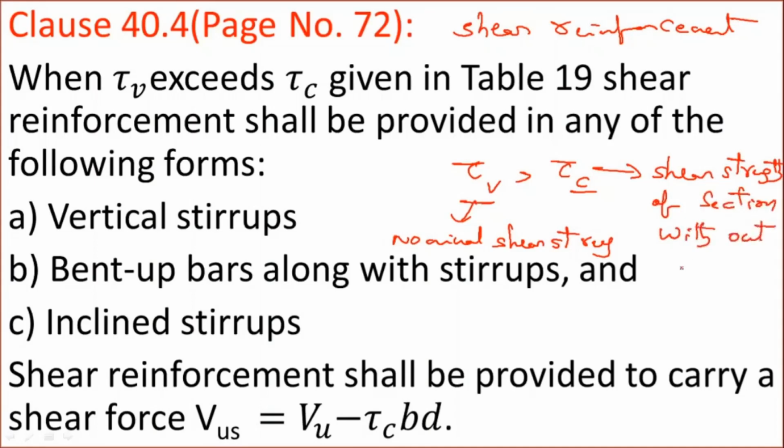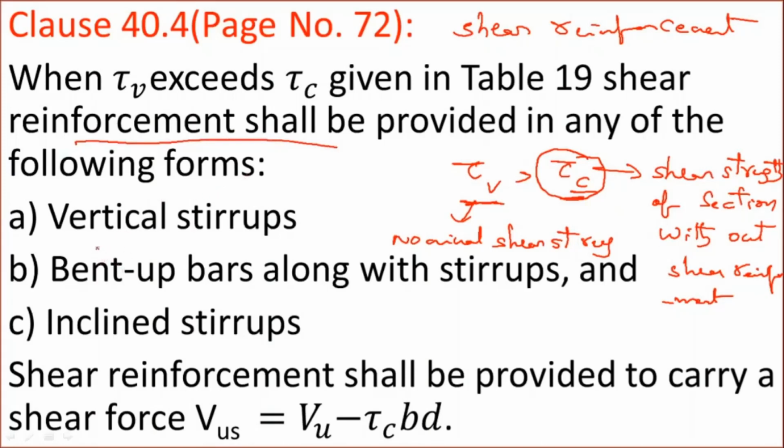Without shear reinforcement. That means even if you are not providing the shear reinforcement, because of the presence of concrete and because of the presence of main reinforcement, the section will have some shear strength. Now, when tau v is greater than tau c, that means whatever the shear resistance offered by the section without reinforcement is not sufficient. So in that case, we have to provide the shear reinforcement.